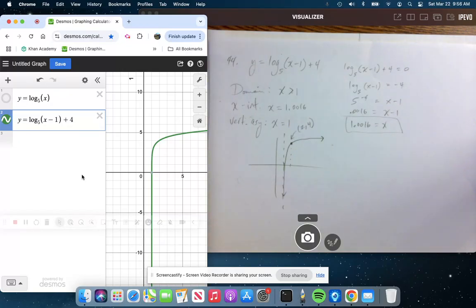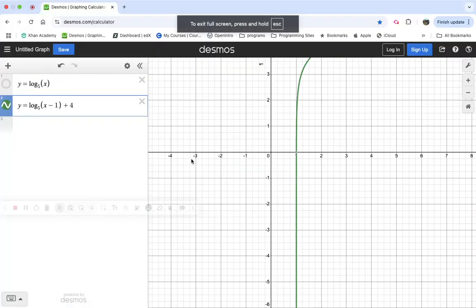And that's about it. And then I guess in the next lesson I'll do some applications of logarithms. And we'll talk more about the domain and range of logarithms and all that.